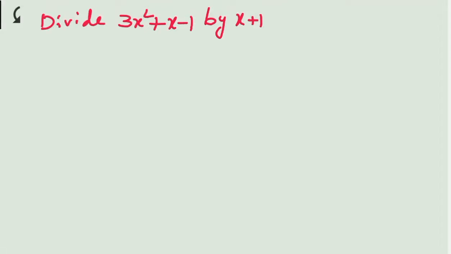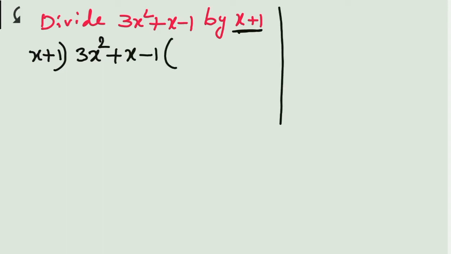Consider dividing 3x square plus x minus 1 by x plus 1. Here the divisor is a binomial. When we are dividing with a binomial, we also have to follow the same rules. First, the divisor is x plus 1, so you write x plus 1 like this, and the dividend is 3x square plus x minus 1.